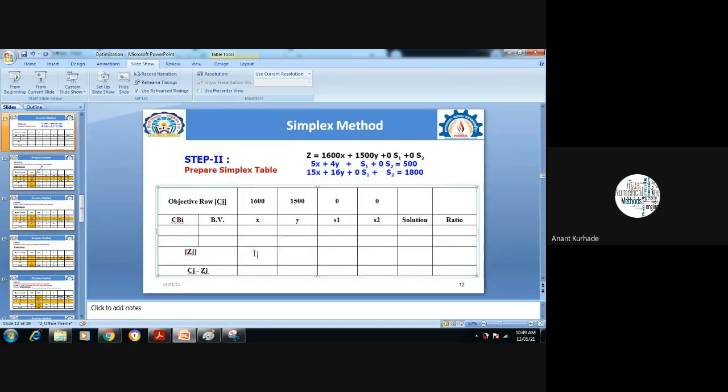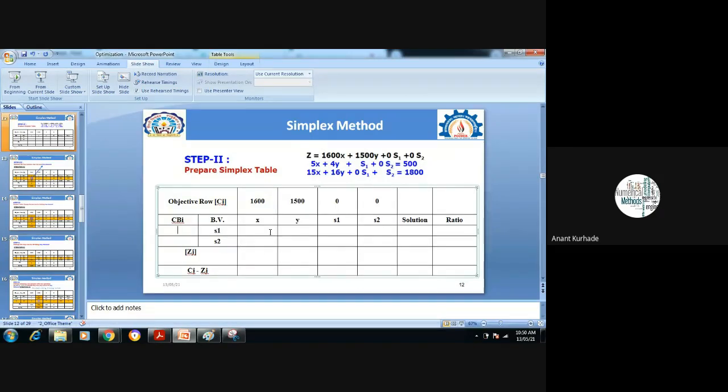Before that, exactly below this basic variable, we have to write slack variables in sequential manner. The first equation, first line, is for the first constraint. So what is the slack variable for the first constraint? What have we added, S1 or S2? It is S1. Write down S1 here. And for the second equation, it is S2.